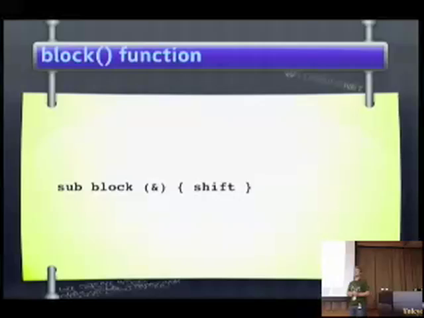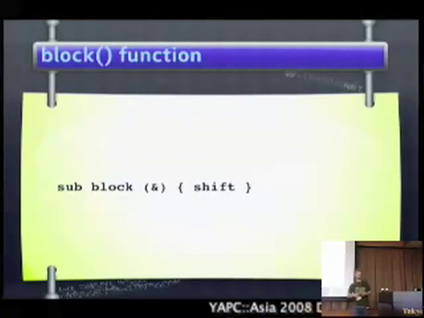If you've used a lot of exception handling modules in Perl, they have a try and a catch block, and this is how the try and the catch are created.